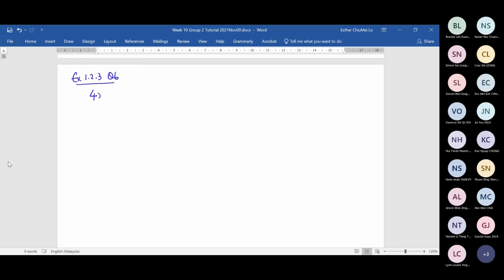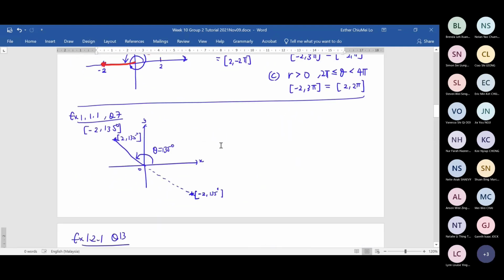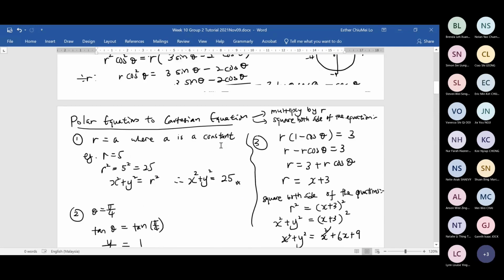So we have 4x squared y equals to 1, right? Now just think about this, class. We always use the formula where x equals r cos theta, y equals r sin theta, and also x squared plus y squared equals r squared. Now we want to change this to the polar form, right? Are you confused?